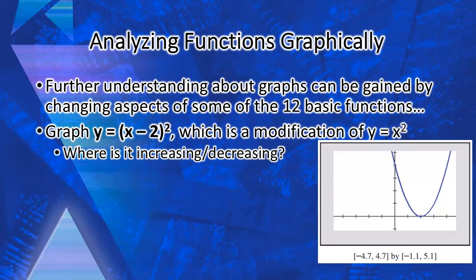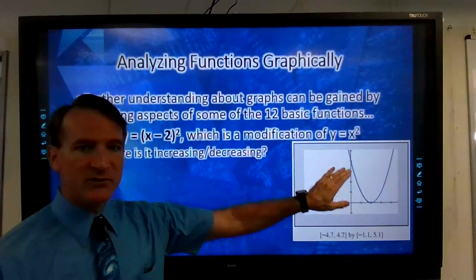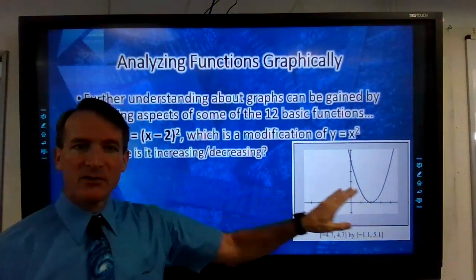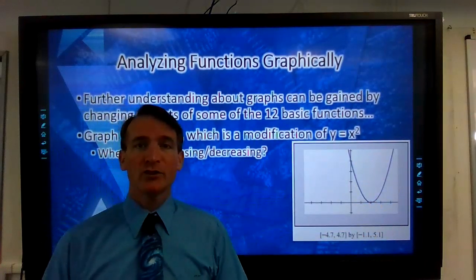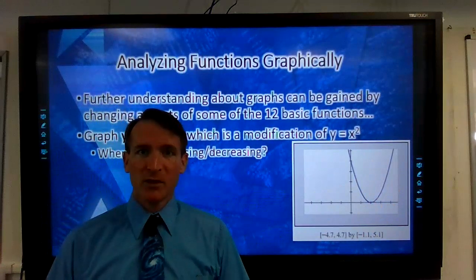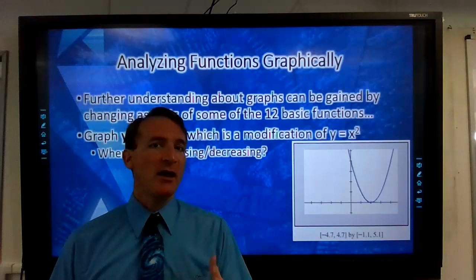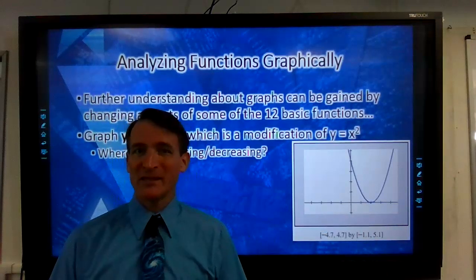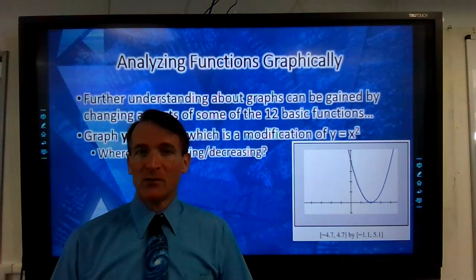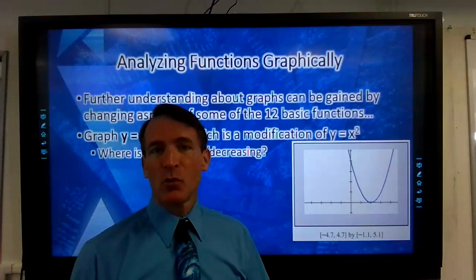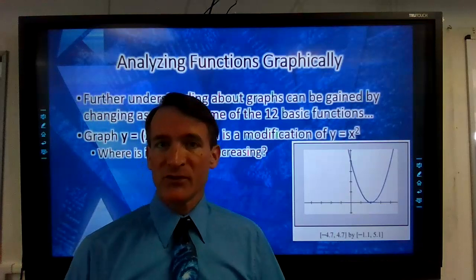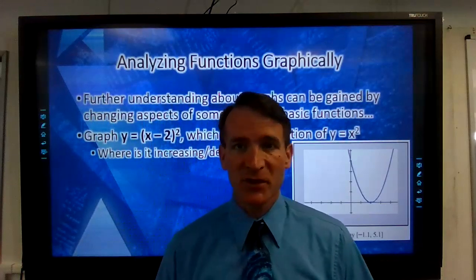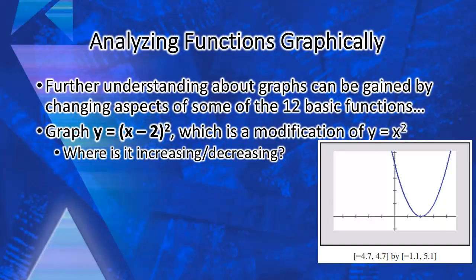Now, when you hit the graph button, you should get a graph that looks something like this. So it has the basic square shape, the parabola shape, but you'll notice that it is not at the origin anymore. Its minimum point is no longer at 0, 0. So let's take a look at what is happening with this function and why it is shifted to the right.